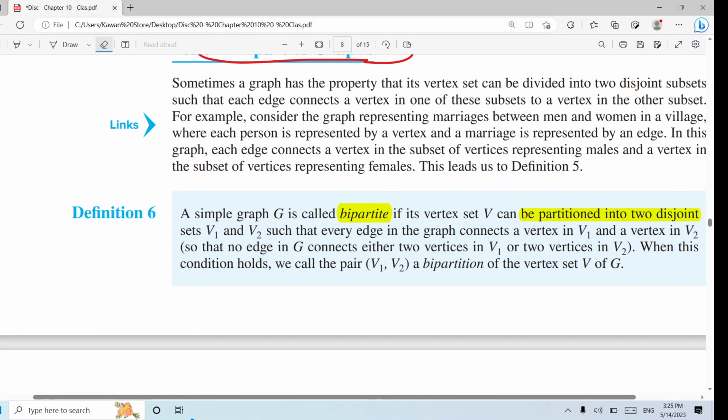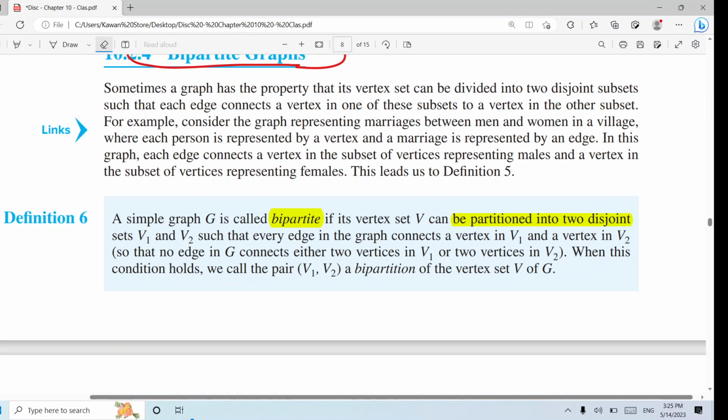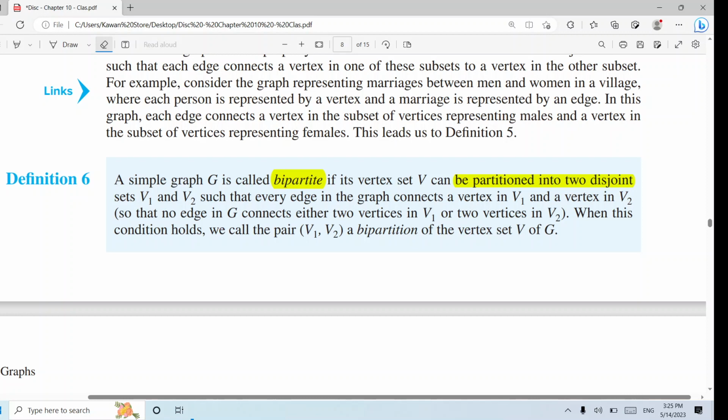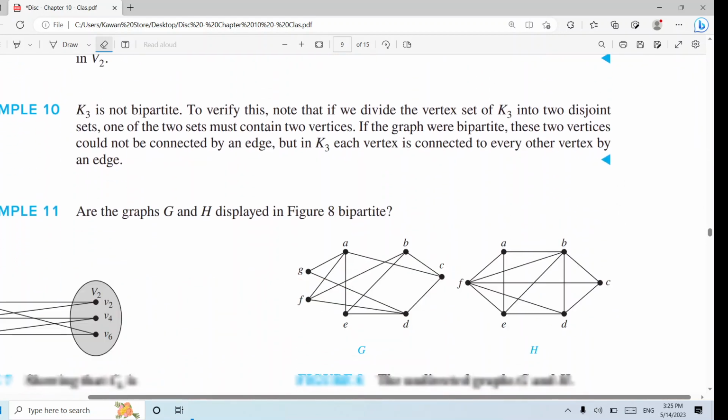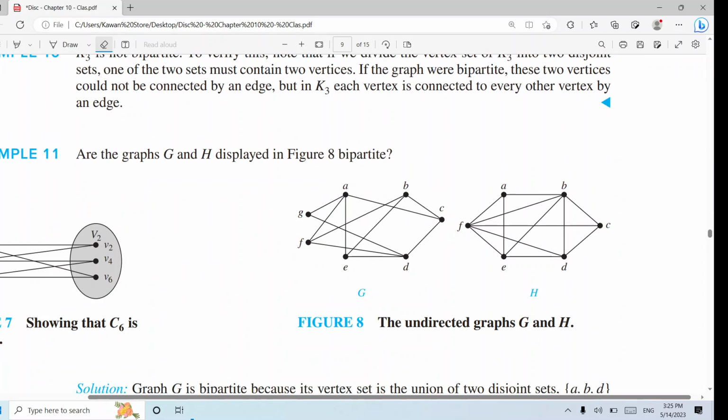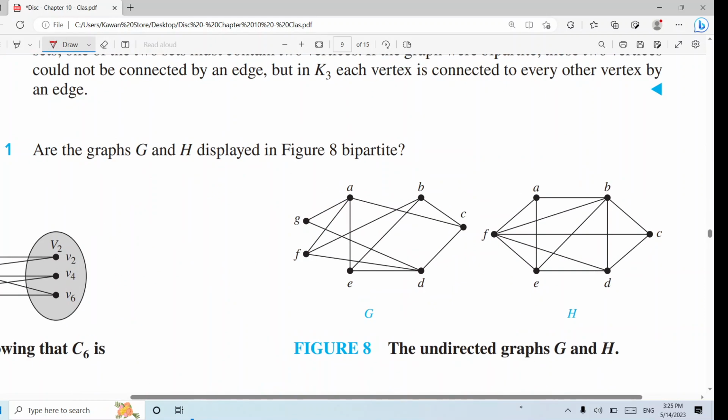A simple graph is called bipartite if there can be a partition into 2 disjoint sets V1 and V2, such that every edge in the graph connects a vertex in V1 and a vertex in V2, so there is no edge that connects 2 vertices in V1. Two of the points shouldn't have the relation here.